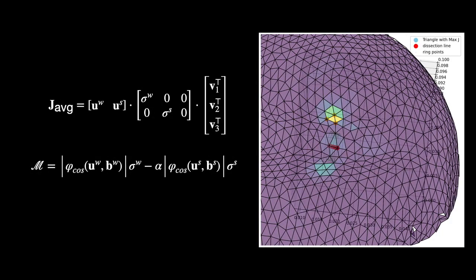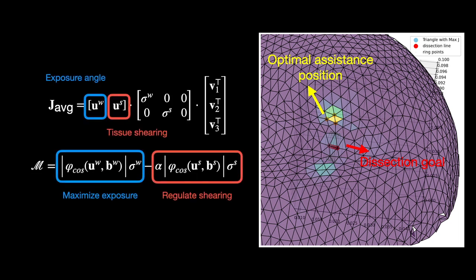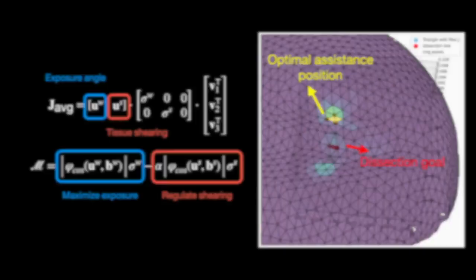In addition, we develop an assistant position selection strategy for selecting the initial tool-tissue interaction position given a dissection goal. This strategy uses the Jacobian information from the simulator to look for positions that could potentially maximize exposure while resulting in minimum undesired shearing deformation.